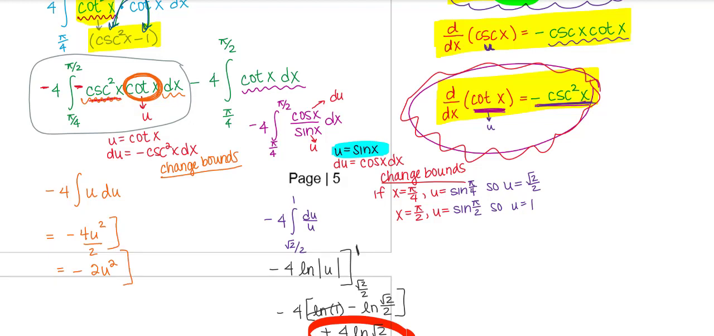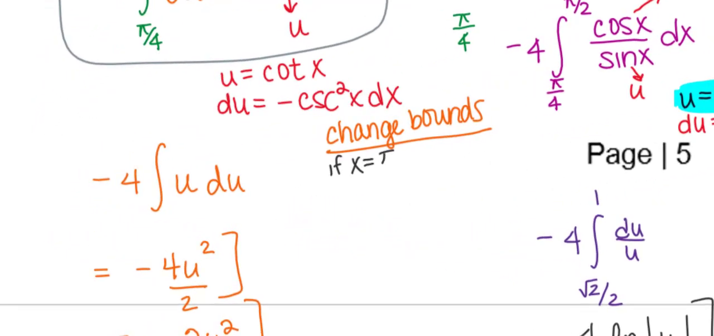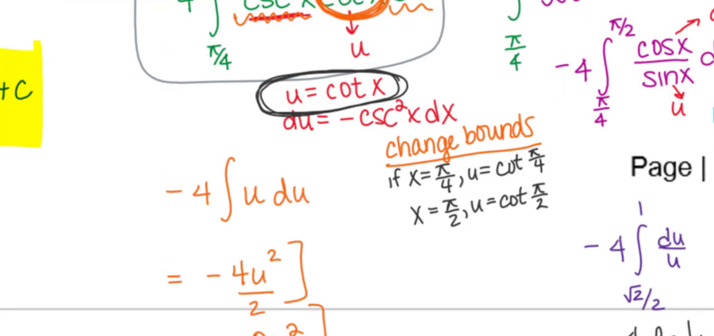But again, I have bounds of integration. So if I change my bounds, let's see what our bounds become. So if x is pi over 4, u is, and I'll figure that out in a second, and if x is pi over 2, u is. And again, this time you're working with this cotangent of x. So u would be cotangent of pi over 4 and cotangent of pi over 2. Okay, so let's figure out this cotangent of pi over 4 and cotangent of pi over 2. Let's figure out what those side ratios will become.